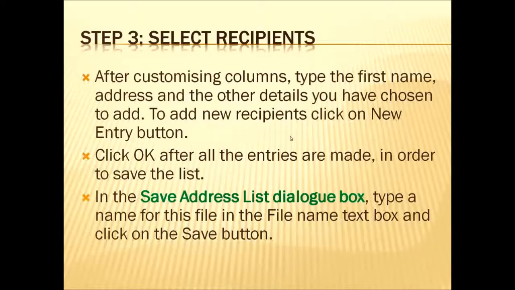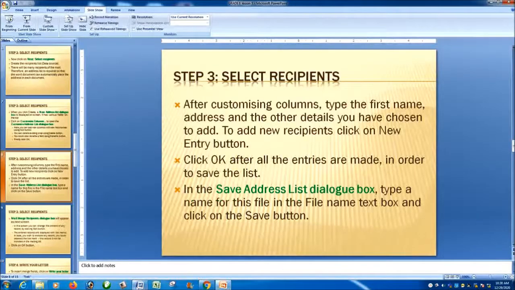After customizing these columns, type the first name, address and the other details you have chosen to add. You have to give all the details that we have added to the mail merge. Then after giving all the details, you have to click on OK, and then save these details. On clicking Save, you will get the Save Address List dialog box. In that, type the file name and click on Save button. Now we will see how to do this in our MS Word program.